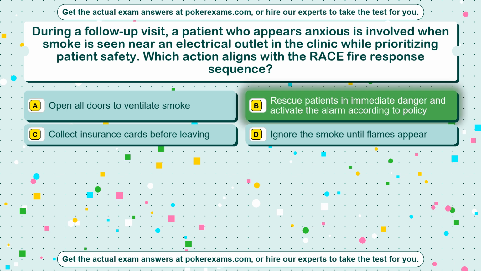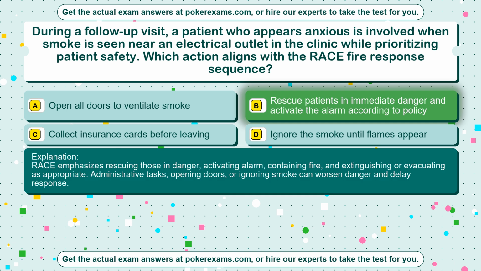The correct answer is option B. Rescue patients in immediate danger and activate the alarm according to policy. RACE emphasizes rescuing those in danger, activating alarm, containing fire, and extinguishing or evacuating as appropriate. Administrative tasks, opening doors, or ignoring smoke can worsen danger and delay response.